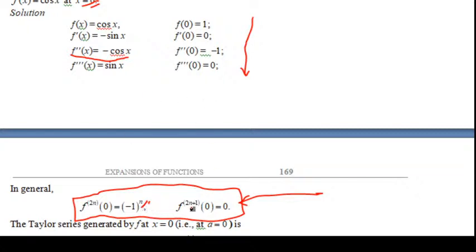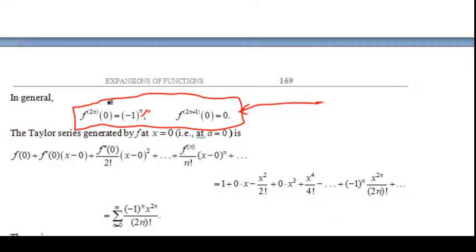And whenever we find the derivative of f an odd number of times and evaluate the value of the obtained function, the value will always be 0. So by looking at this formula, you can list out certain values. That will be good for A level students.